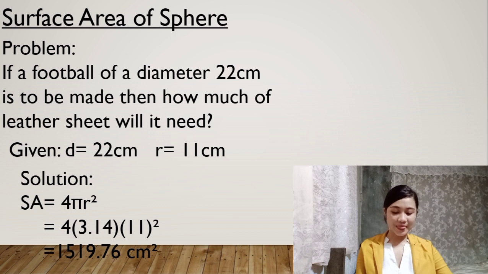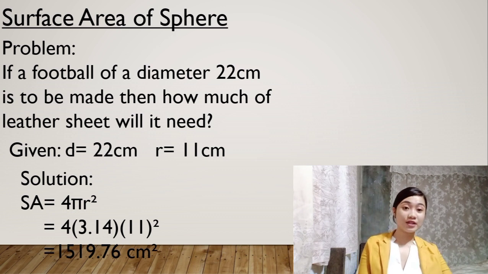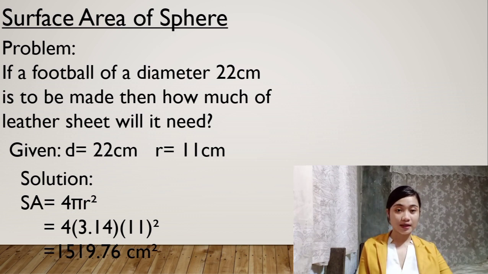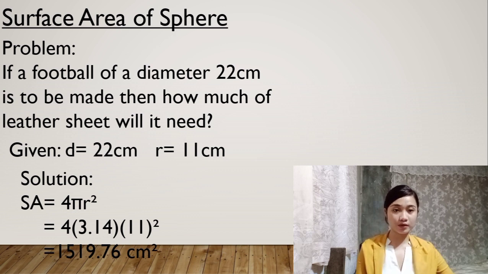centimeters squared. That means the required area of leather sheet will be 1,519.76 centimeters squared. Okay, take note. Do not forget to write or add the unit because it is very important. If you miss it, then you are wrong, because it is one of the important things to do in solving the area, okay?